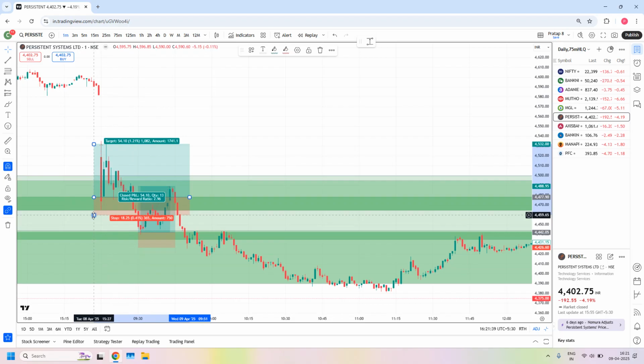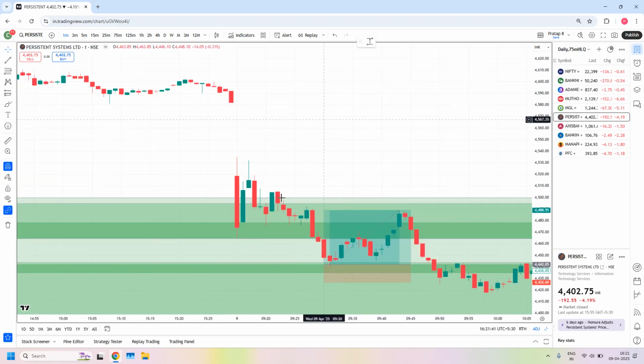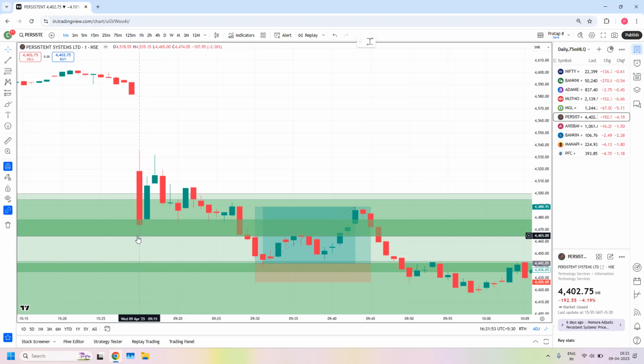But you can't take this trade. The reason is it is the morning 9:15 1 minute candle. It looks like it gave you 1:3 RR, but you can't take this trade. Morning 9:15 candle, almost it reached the distal line, maybe just 5 or 10 paisa difference. It reached the distal line. After that, prices moved and gave you 1:3 RR, and after that it came down.